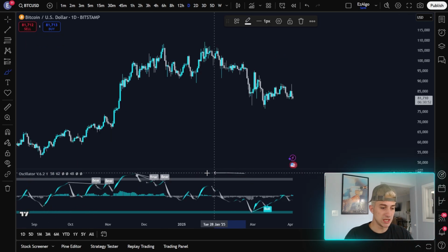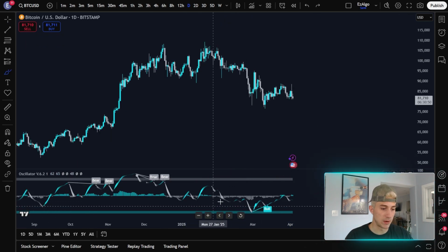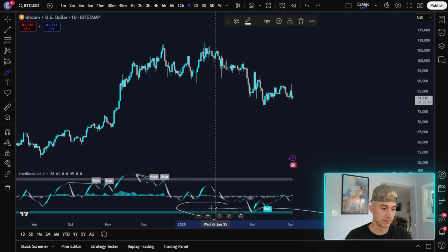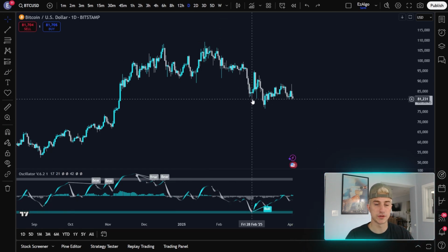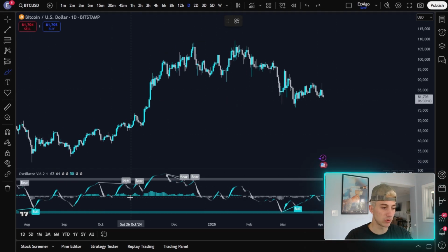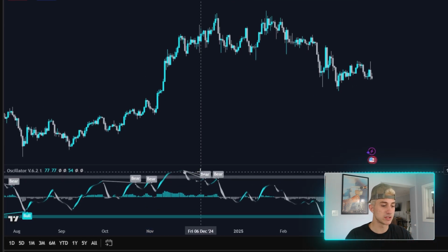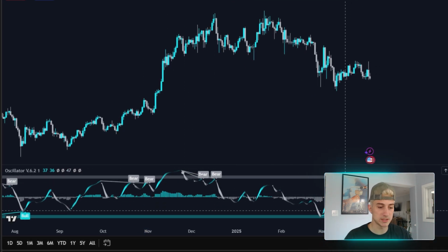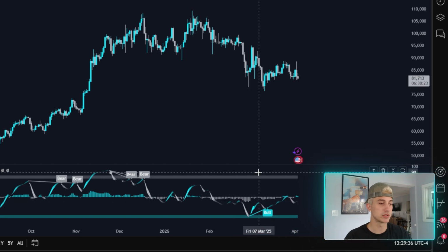Now, on the oscillator, you see we have this gray zone right here, and we have this blue zone down here. These are the overbought and oversold zones. When momentum is approaching this overbought zone, you can start to look for short positions. And when momentum is approaching the oversold zone, you can start to look for long positions.